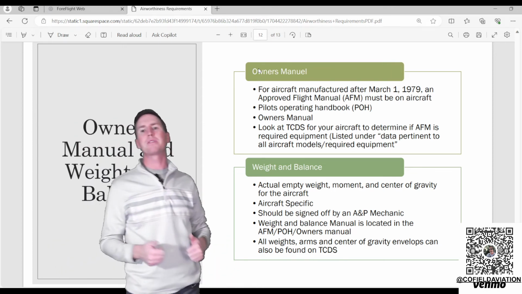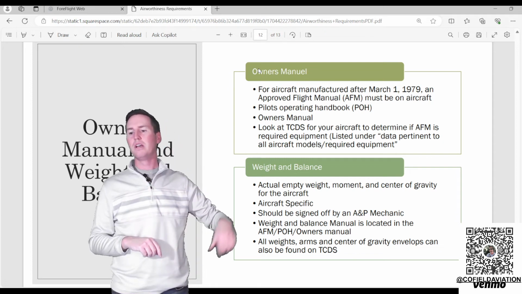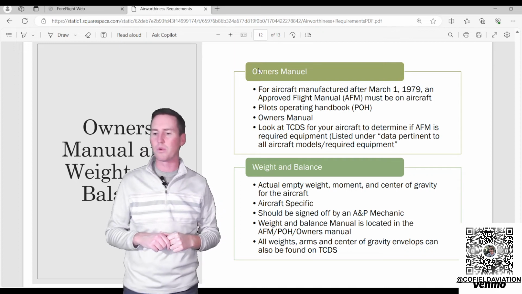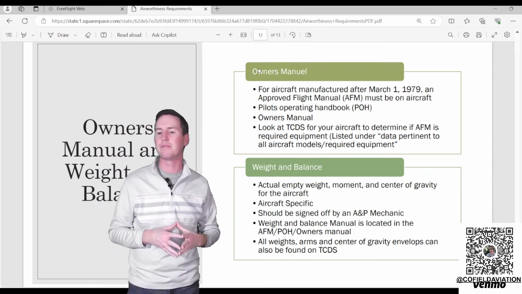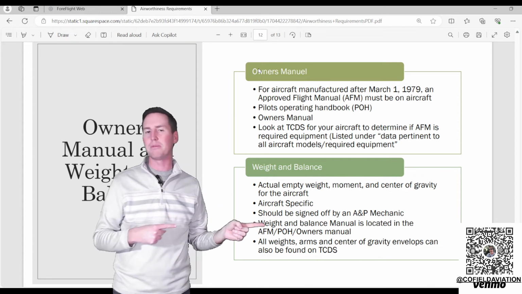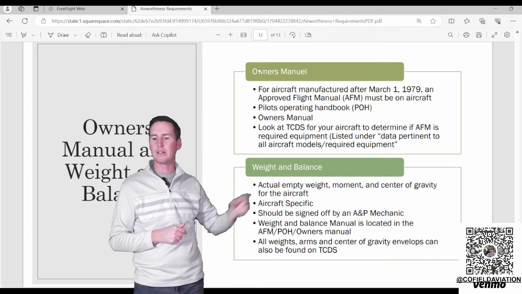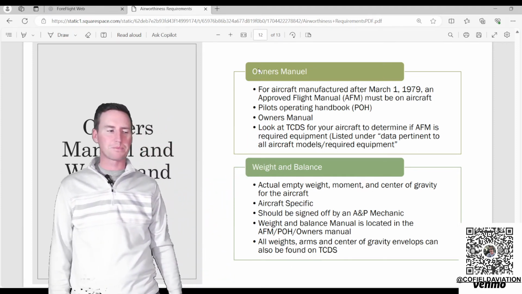So look up the type certificate data sheet for your airplane, scroll down to data pertinent for all models, go to equipment, and voila, it'll tell you if an AFM is required equipment. For our 172 M model, manufactured in 1975, we just looked that up in the type certificate data sheet. AFM is not required. So just the old school pilot's operating handbook is what was required.